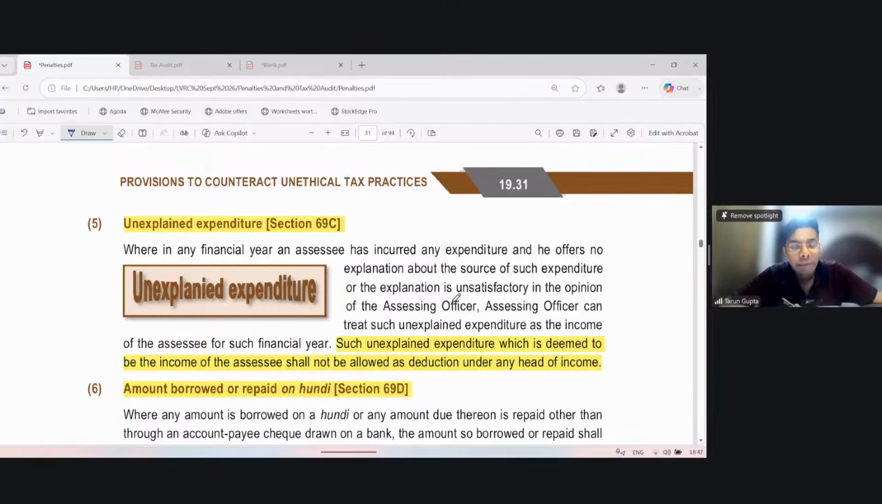So it says, when in any financial year the assessee has incurred an expenditure and he offers no explanation about the source of such expenditure, or the explanation so offered is not satisfactory in the opinion of the AO, then AO can treat such unexplained expenditure as the income of the assessee for such financial year. Such unexplained expenditure which is deemed to be the income of the assessee shall not be allowed as deduction under any head of income. Clear?